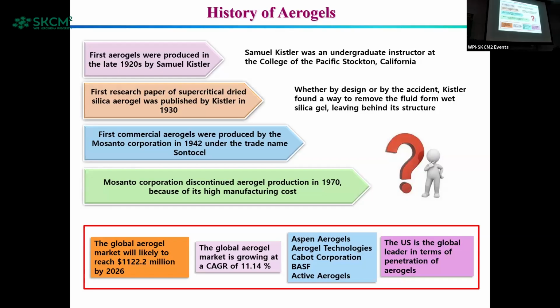But if we see the current scenario of the aerogel market, the global aerogel market is likely to reach around $1,000 million by 2026. It is increasing fast, and there are key pioneer companies for aerogel production. They are commercializing the products, and the United States is a major global leader in terms of penetration of aerogel in the oil and gas industry as well as in the insulation industry.